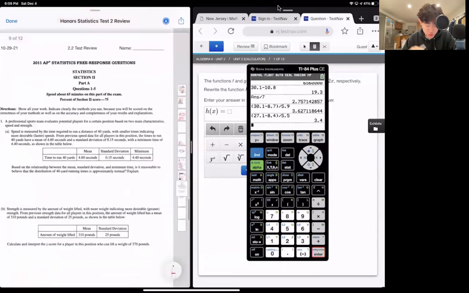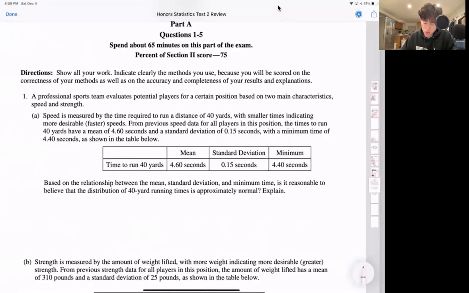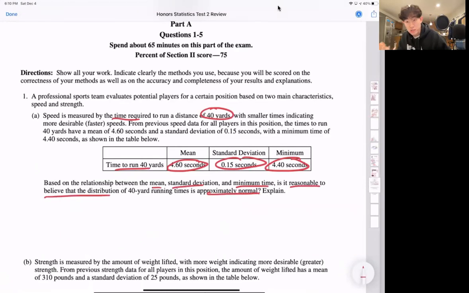All right, last question here. So we have, I'm going to zoom into this actually. Speed is measured by the time required to run a distance of 40 yards. So time to run 40 yards, we have the mean, standard deviation, and also a minimum value. Based on the relationship between the mean, standard deviation, and the minimum time, is it reasonable to believe that the distribution of 40-yard running times is approximately normal? And we want to explain that.